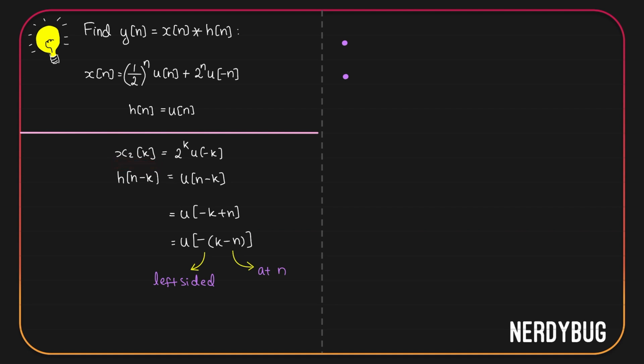x2 of k is 2 raised to k u of minus k. So we can write x2 of k exists from minus infinity to 0. h of n minus k is left-sided and it is hinged at n. So h of n minus k will have non-zero values from minus infinity to n. Let's take the first case, case 1, where n is greater than or equal to 0.